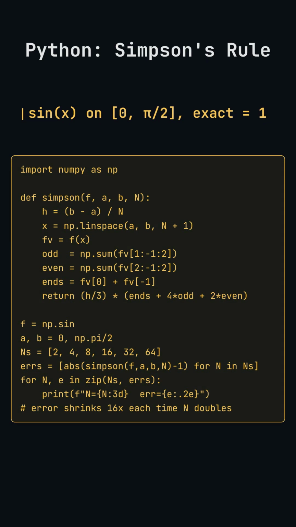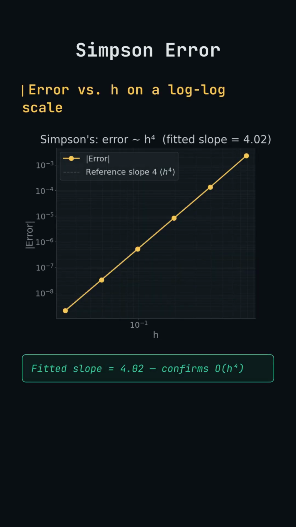Same test function, same range of n. Watch how much faster the error collapses this time. Doubling n should cut the error by a factor of 16, not 4. A slope of 4 on the log-log plot is the signature of Simpson's rule. Doubling the number of points buys 16 times the accuracy, versus only 4 times for trapezoidal.